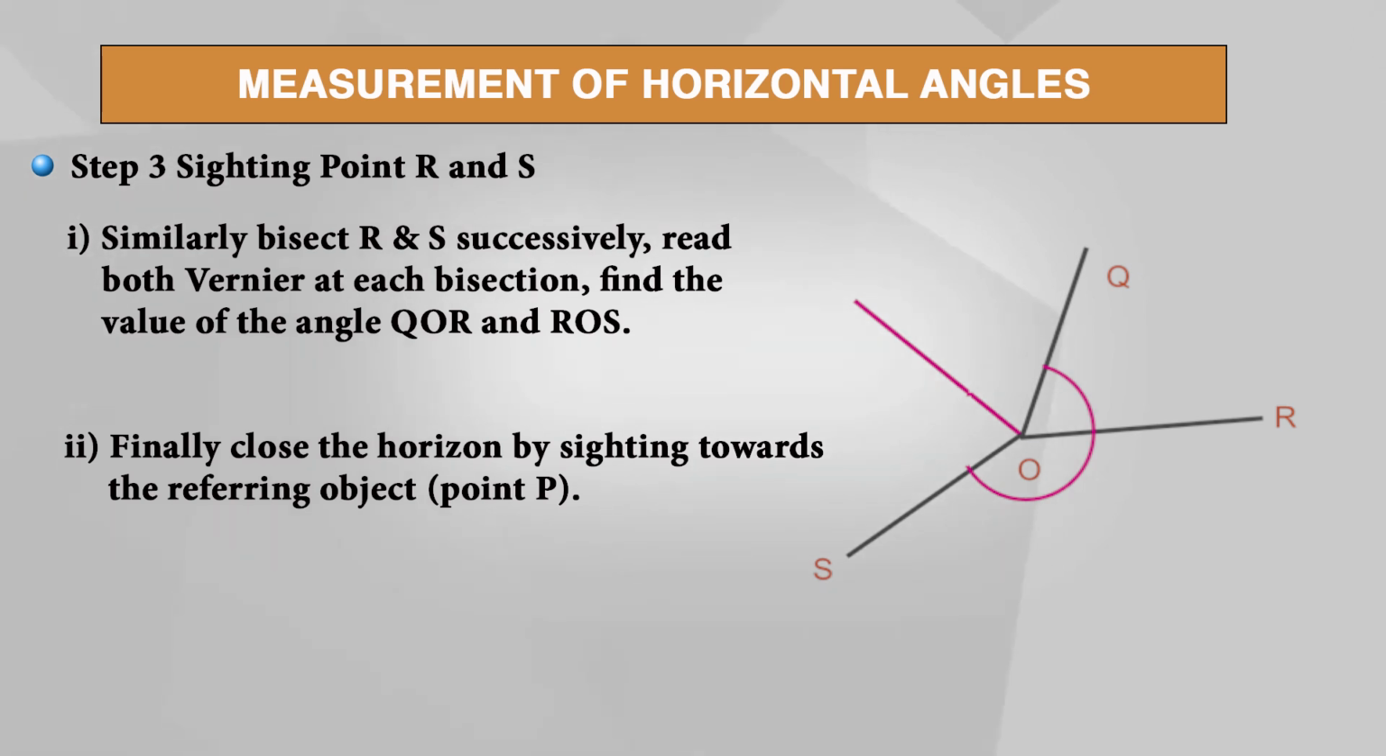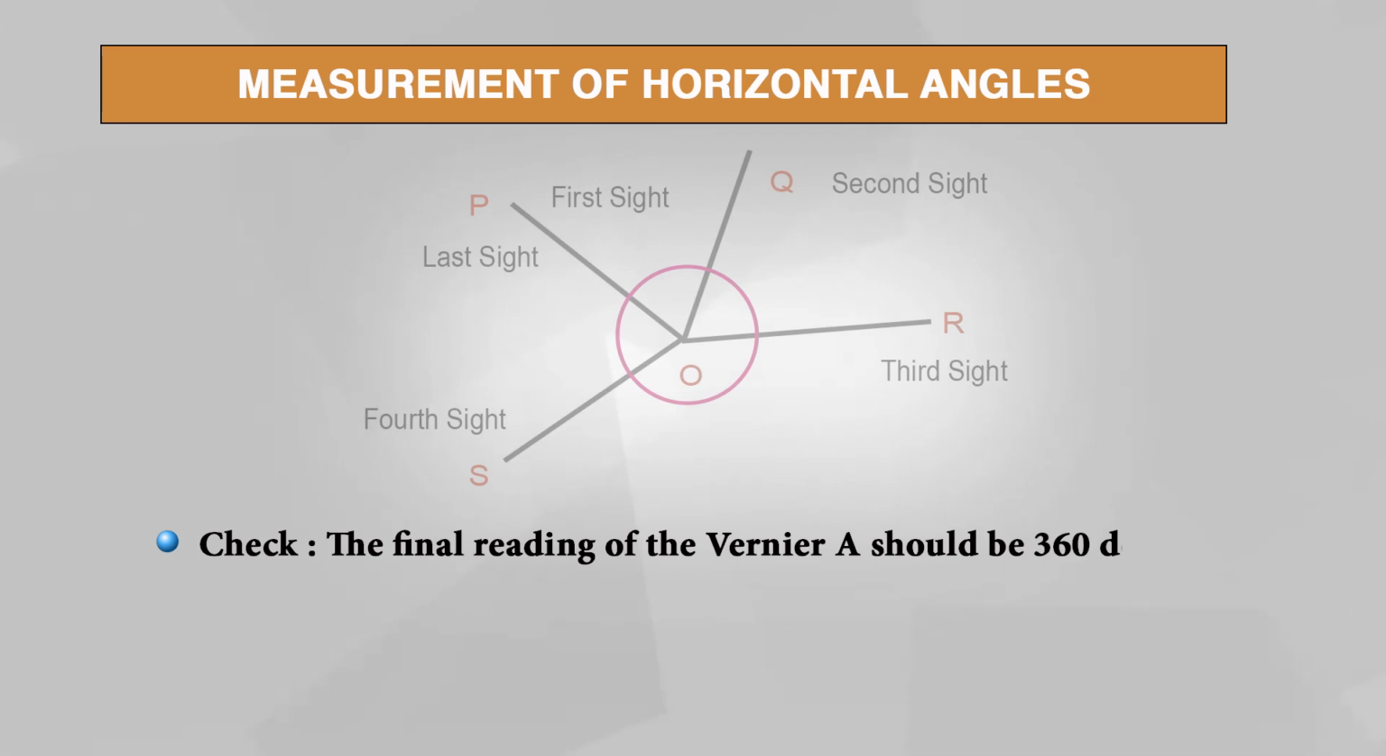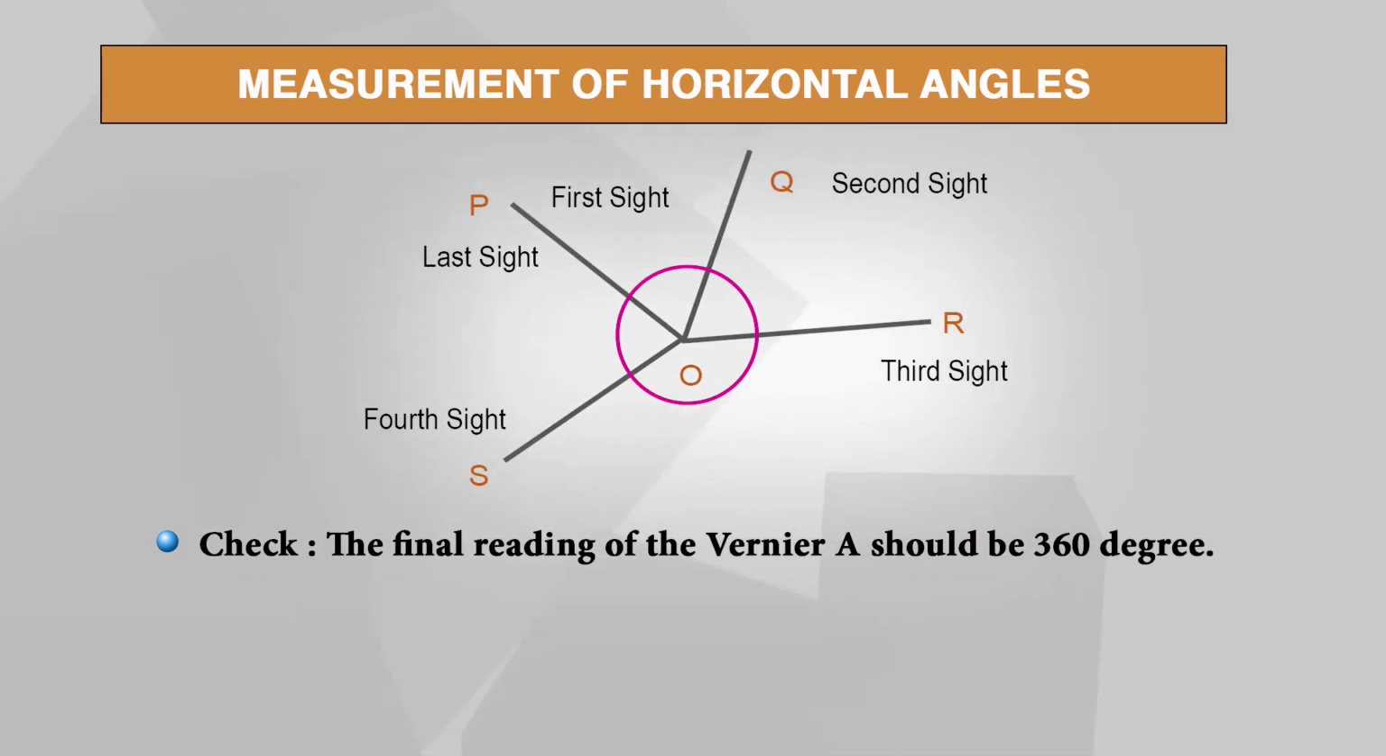When we started our measurement, we took point P as the reference point. So, again we will measure the same point P. If we are forming a closed circle, the reading should be 360 degree. So, at this point the vernier A reading should be 360 degree.